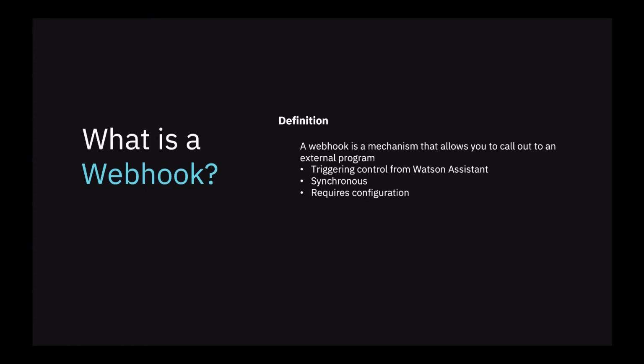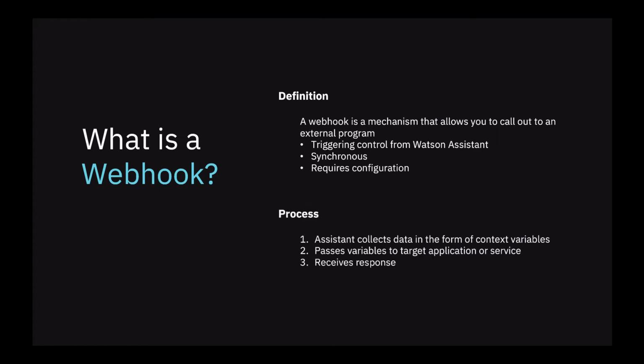Now, you don't have to use cloud functions. These webhooks can reach out to any URL you define with the post request. We will be using cloud functions in this case because it's all integrated on the IBM cloud. The flow is relatively simple. Watson Assistant collects data from the session as context variables, and then it'll pass those variables to the target URL when the webhook is invoked. That target URL or listener will perform whatever action it needs to and respond or not accordingly.